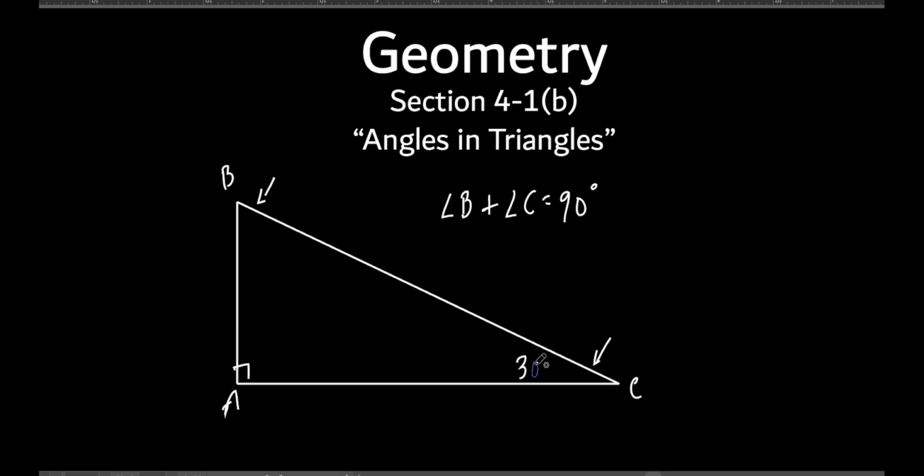So if this was 30 degrees, just do one little math problem to tell me what angle B is. It's 60. What math did you do? Yeah, you just went 90 minus 30, correct? All right, and so that would be 60 degrees. Simple.